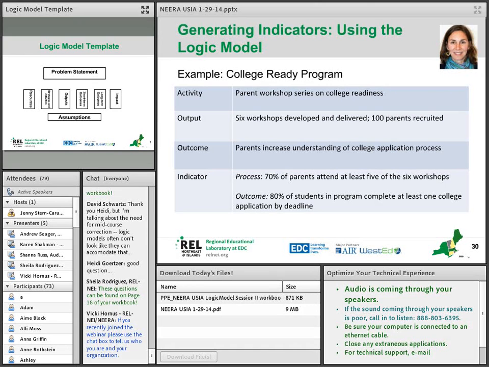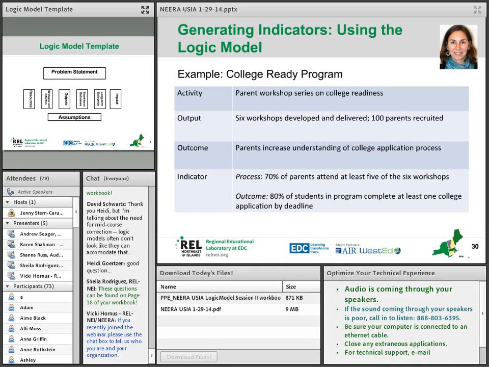An outcome indicator is one that has to do with the extent to which the set of strategies and activities are yielding the desired results or the outcomes of the program. And here we've given the example that 80% of students in the program complete at least 1 college application by deadline. So that might be a fairly short-term outcome indicator, but again, it's an outcome indicator that we believe is related to increasing parental understanding. So if we've increased parental understanding in the college application process, our hope is that that might yield an increase in the number of students submitting their college applications on time.